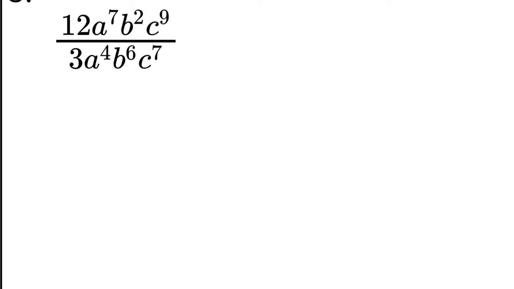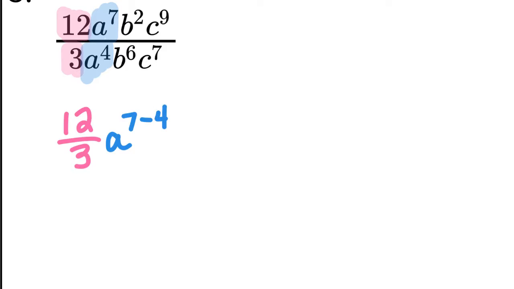12a to the 7th, b to the 2nd, c to the 9th, divided by 3a to the 4th, b to the 6th, c to the 7th. So let's take it one thing at a time. Let's look at those coefficients. So I'll have 12 divided by 3. Okay, and then now for the letter A. I have a to the 7 divided by a to the 4, so we're going to subtract those exponents, 7 minus 4. Now for B. B to the 2 minus 6. And then last we have C. So that would be C to the 9 minus 7 power.